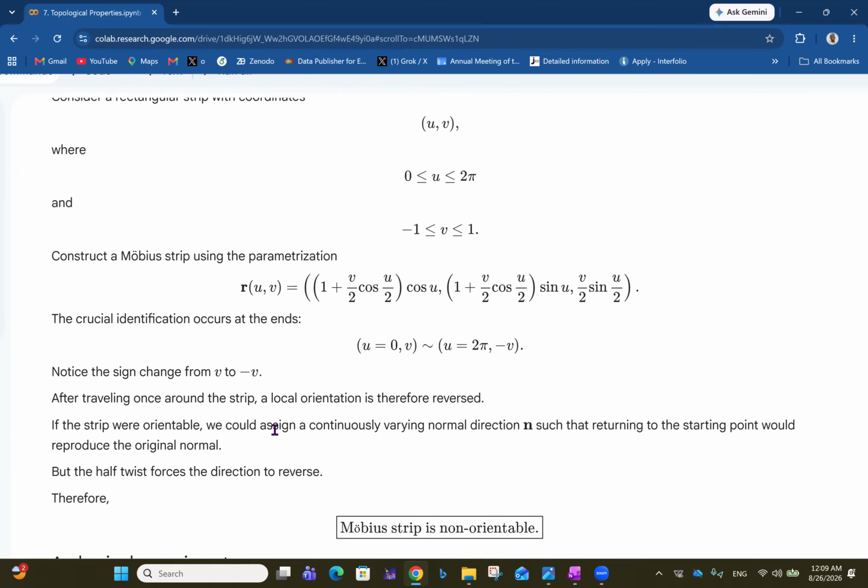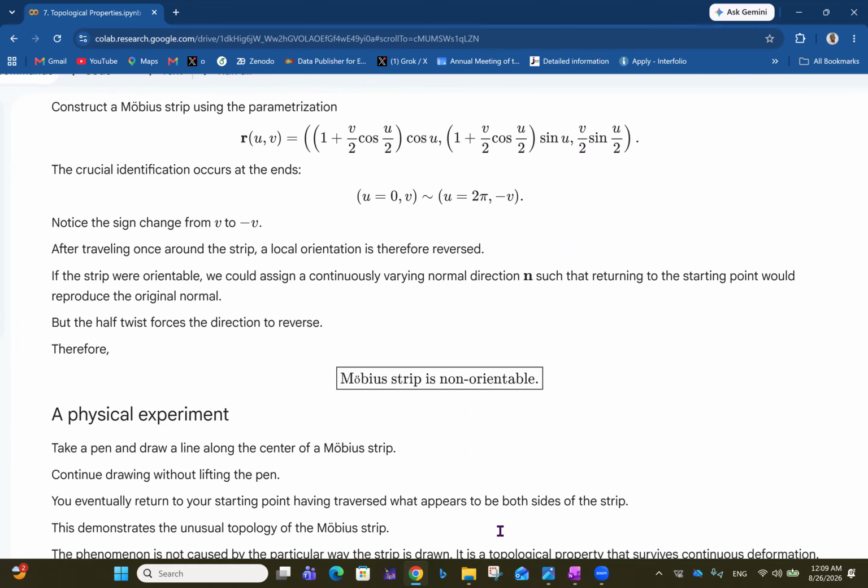So if the strip were orientable, we could assign a continuously varying normal direction, such that returning to the starting point would reproduce the original normal. But the half twist forces the direction to reverse. Therefore, the Möbius strip is non-orientable.